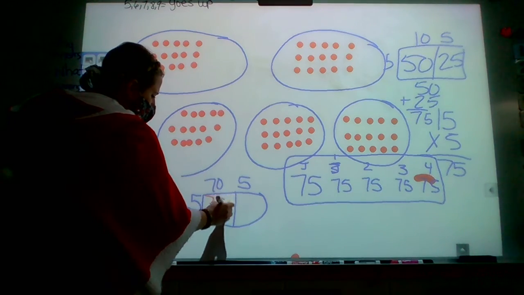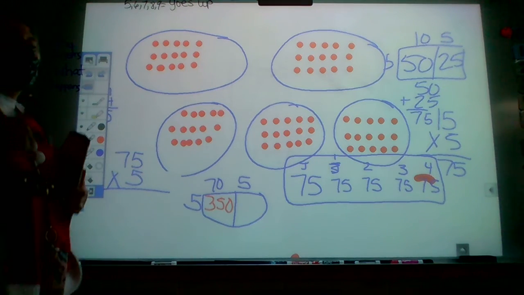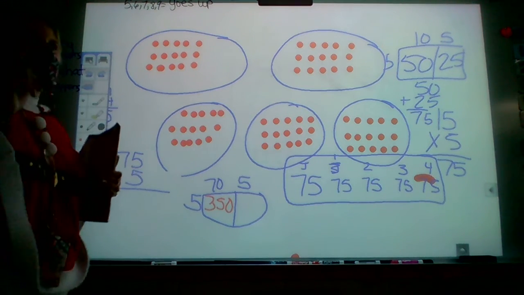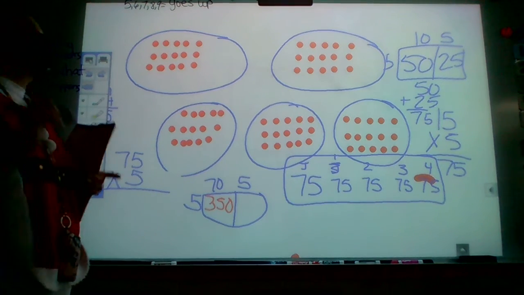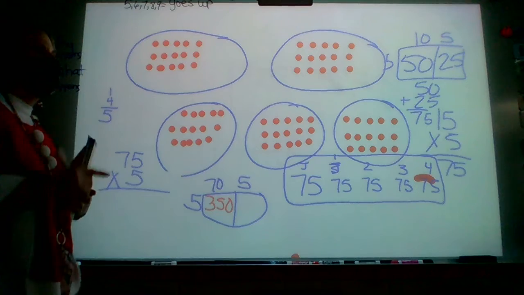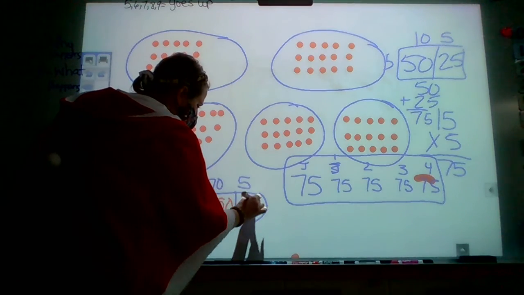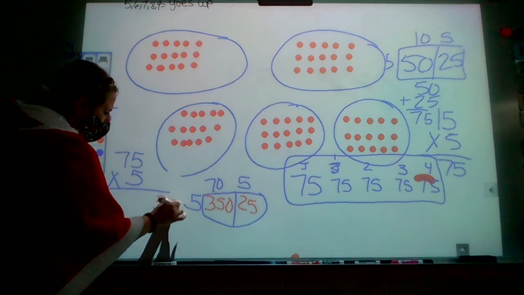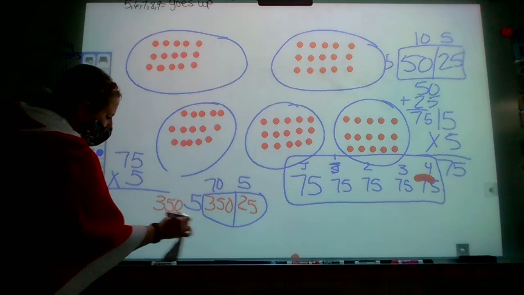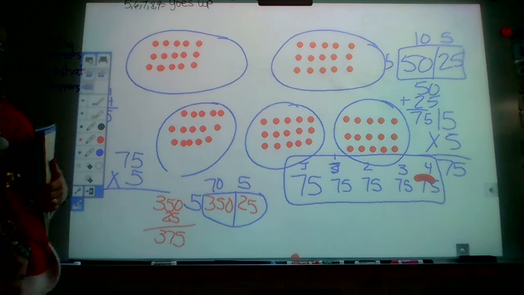350. Okay, and then what's 5 times 5? 5, 10, 15, 20, 25. Stop me when it is, okay? I'm going to have you stop me. 5, 10, 15, 20, 25. Okay, so 25. All right, so then we're going to do what with these 2 numbers, kiddies? Add. Yes.